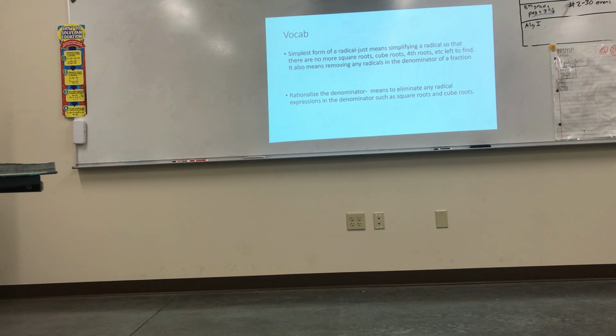Vocab: simplest form of a radical just means simplifying a radical so that there are no more square roots, no cube roots, no fourth roots, etc. left to find. It also means removing any radicals in the denominator of a fraction. Rationalizing a denominator is the last part of the last definition. It means to eliminate any radical expressions in the denominator, such as a square root and cube root, etc.